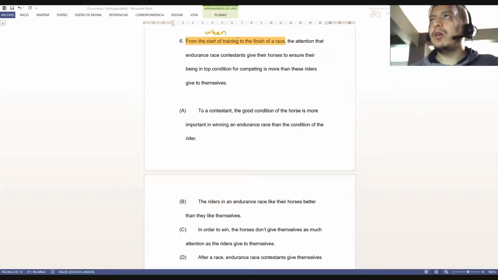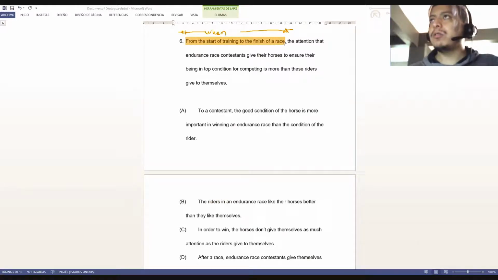From the start of training to the finish of a race, in this space of time. From the start of training, it begins, to the finish of a race, it ends. This is just the when. This is just an adverbial phrase. It's not the main part of the sentence. Then we have the subject.